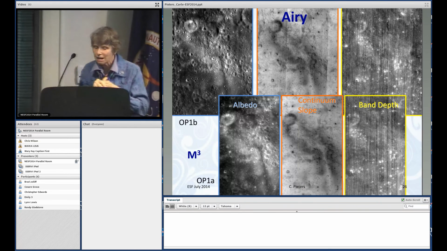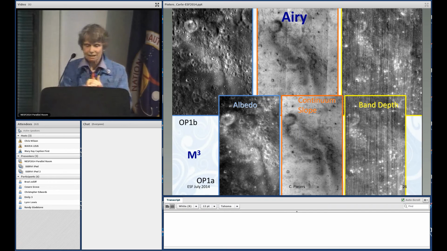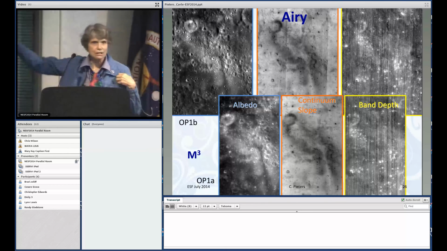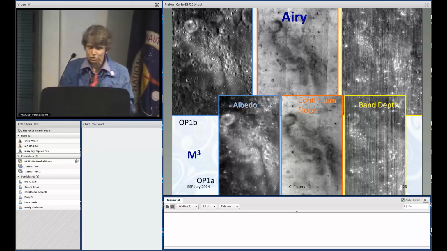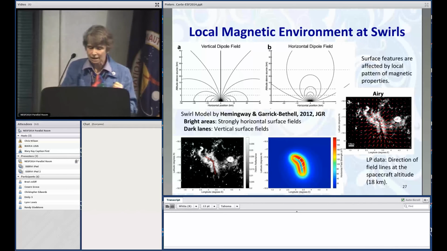My favorite is Airy. This has a beautiful pattern. Again, you see the same thing, two independent measurements, correlation with albedo and continuum slope, and lack of correlation, complete inconsistent correlation with the band strength.